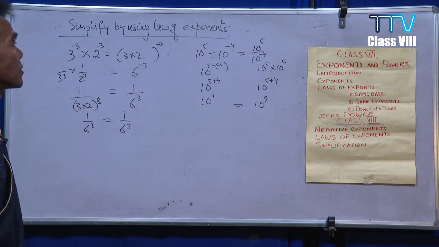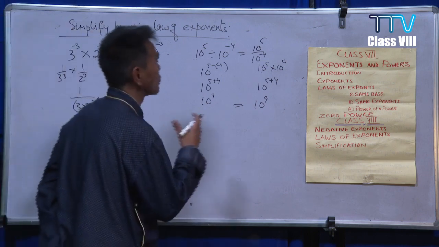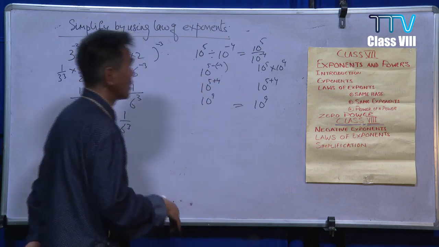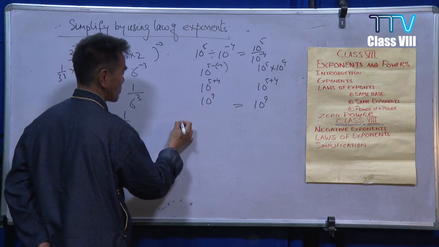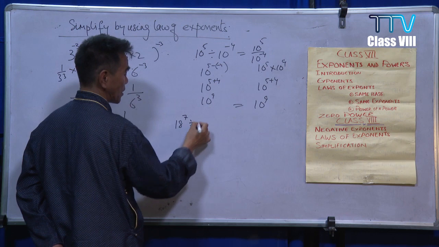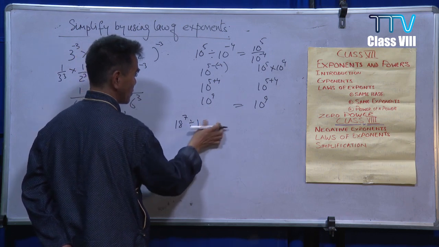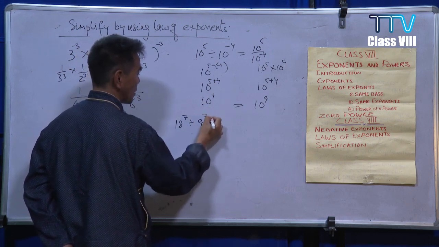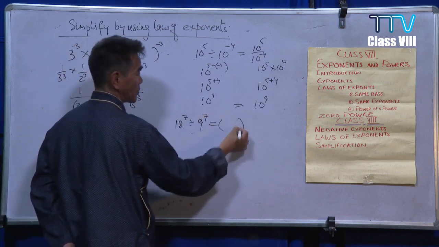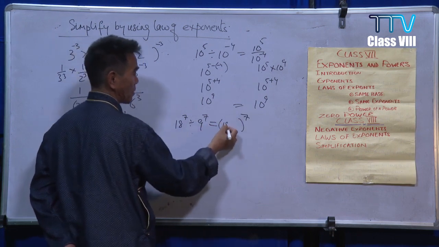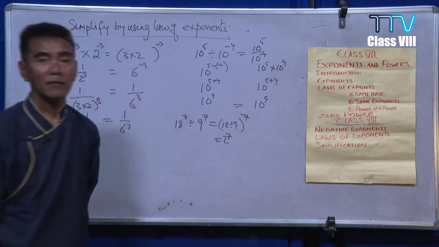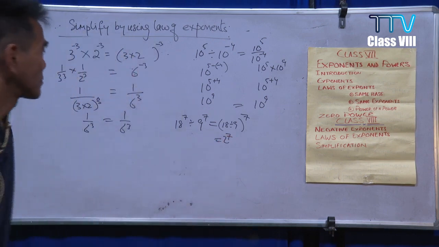Base, and in division, base log power. 8 to the power 7 divided by 9 to the power 7. Common power, divide the bases, which is equal to 2 to the power 7.